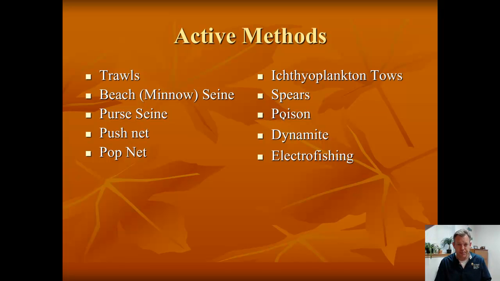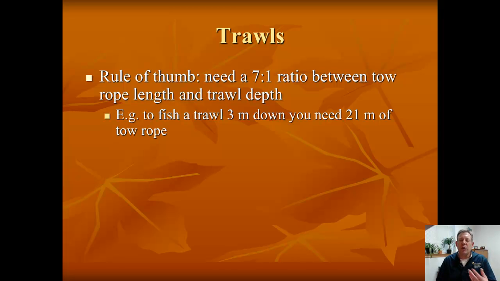When we talk about trawls, the one rule of thumb you have to remember is this magic 7-to-1 ratio. This ratio turns up a lot of times in fisheries, like for the size of a net, often needs to be 7-to-1. Here we're talking about the ratio between the length of the tow ropes and the trawl depths. So roughly those are usually in about a 7-to-1 ratio. So for example, if you want to trawl 3 meters deep, you're going to need ropes that are at least 21 meters long.